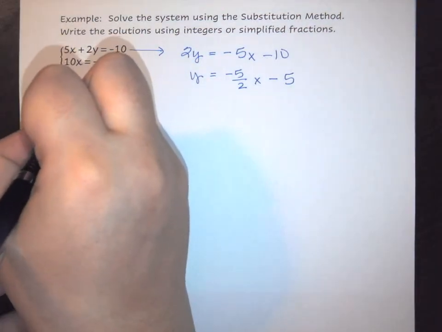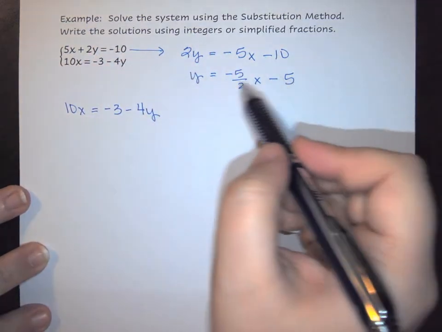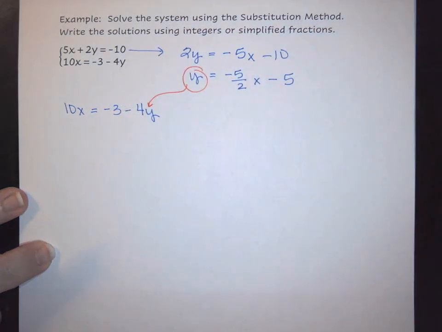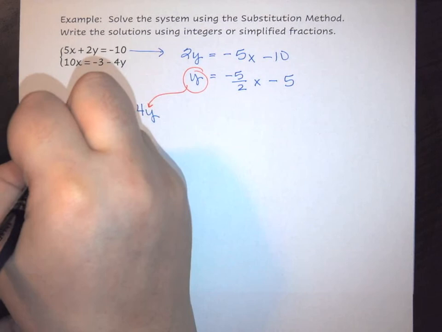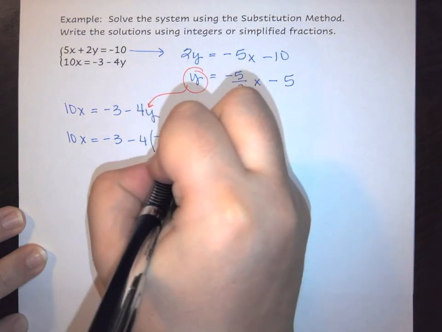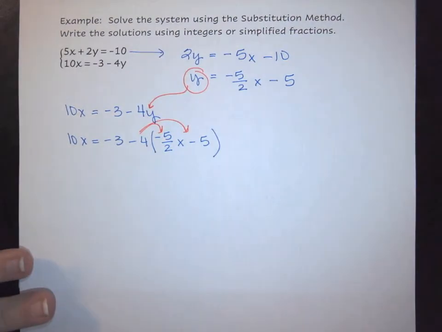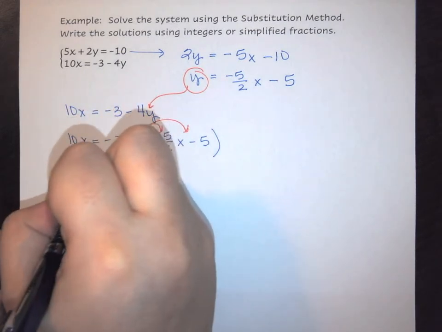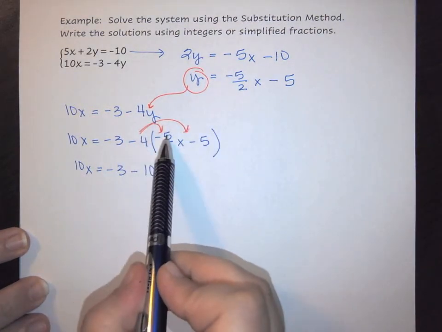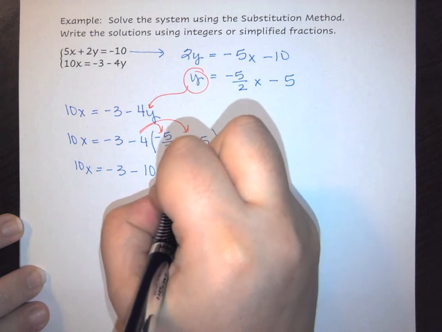I'm going to use my second equation, so 10x equals -3 minus 4y. And I'm going to plug my y value in. So just like before, we're going to take what we found here and input it into our equation. So we have 10x is equal to -3 minus 4 times (-5/2 x minus 5). I need to distribute my 4 into my parentheses. So my 10x is -3 minus 10x. So how did we get that? 4 times 5 is 20 over 2 reduces to 10. 4 and -5 is going to give me a positive 20.